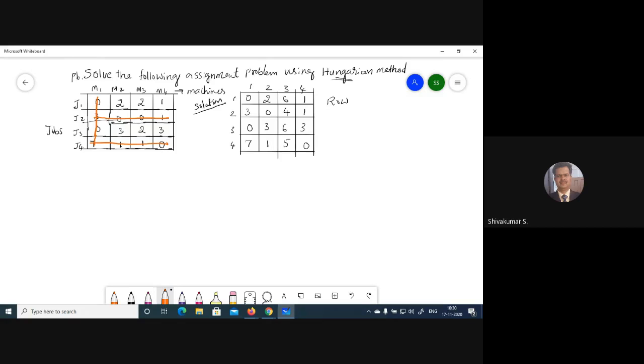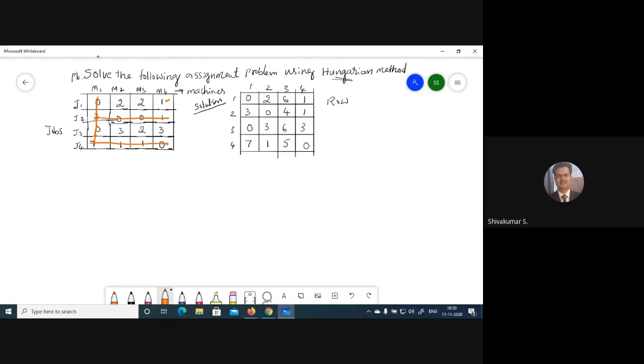That's very important. Next step: you have to choose the minimum value among the uncovered. See, you have 2, 2, 1, 3, 2, 3. These are the 6 values which are uncovered by the lines. You choose the minimum value, which is 1. Now this 1 should be subtracted from the uncovered values.